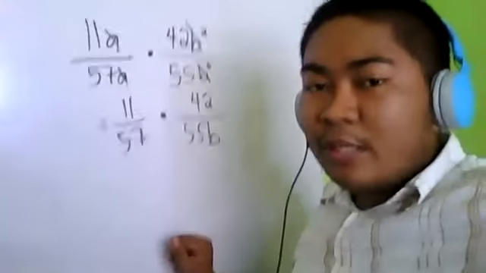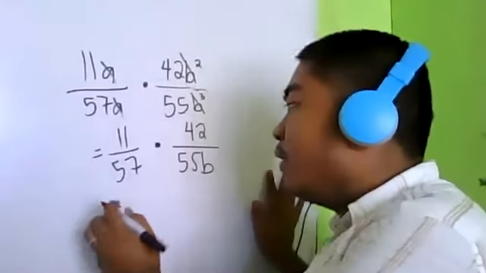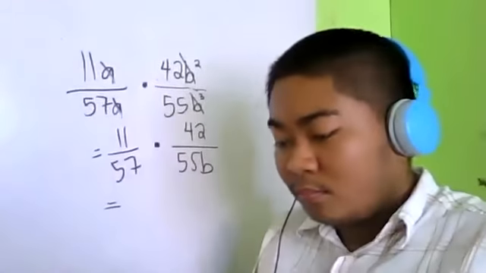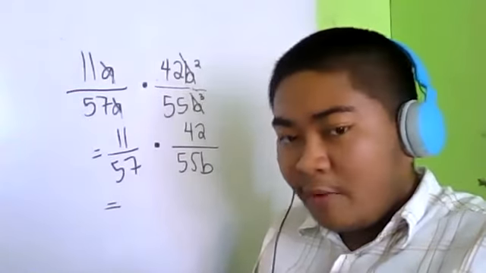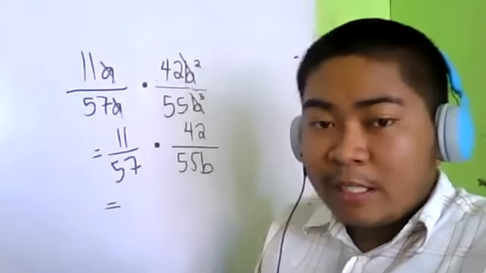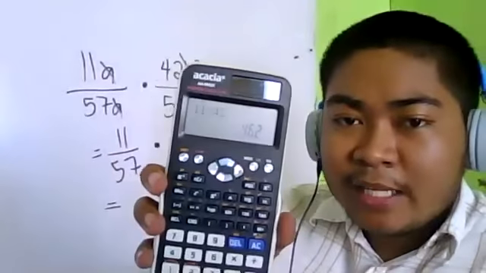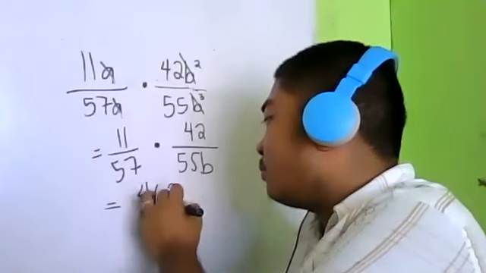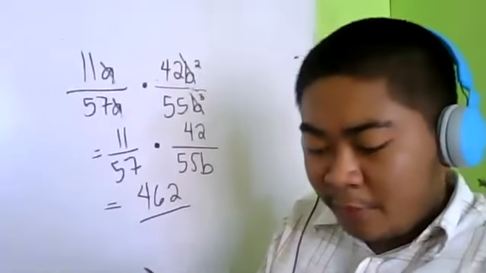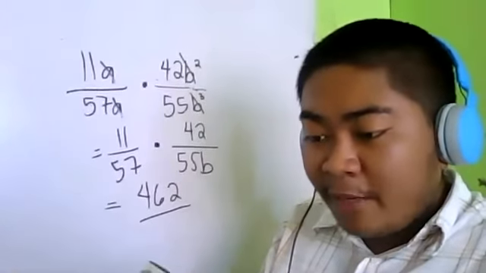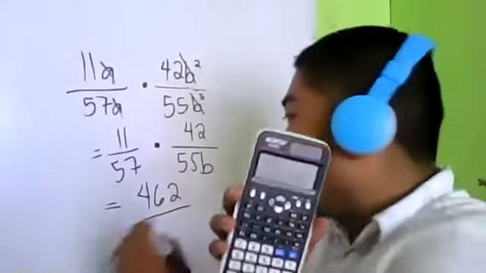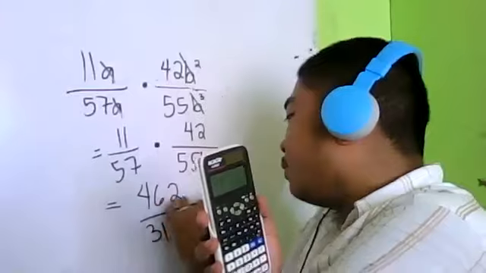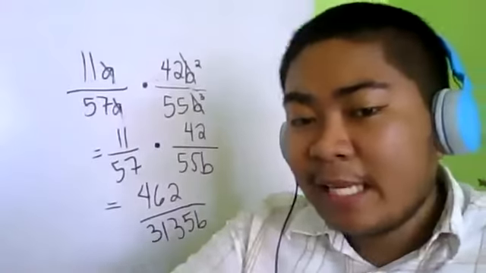So you should have your own scientific calculators. So 11 times 42. That would be 462, all over 57 times 55. That would be 3,135B. So the variable is still at the bottom.